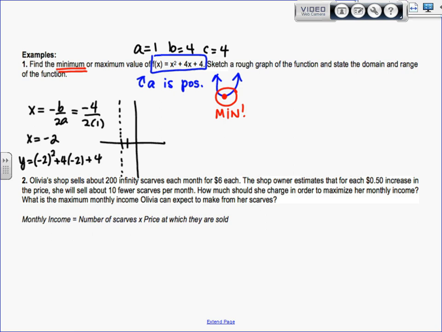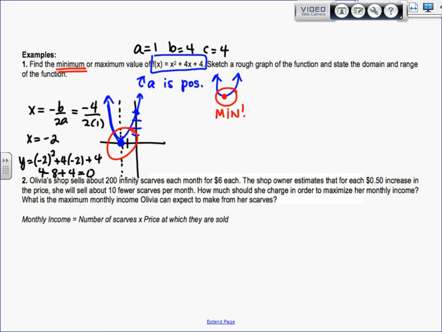Negative 2 squared is 4, minus 8 plus 4, we actually get 0. So negative 2 comma 0 is our vertex, and we know it opens upwards. You could find the y-intercept if you want to, it's actually at 4. You don't need to, though, because I just had a little rough sketch to show that it's a minimum. So our minimum is located at that point right there.